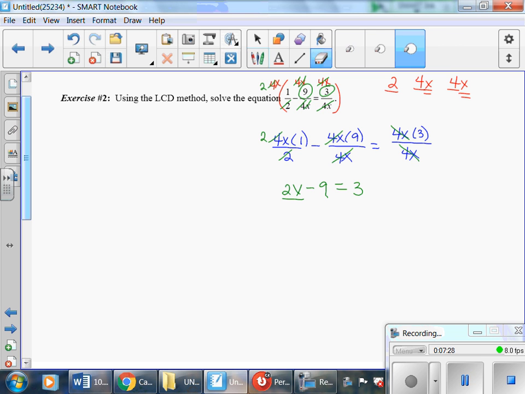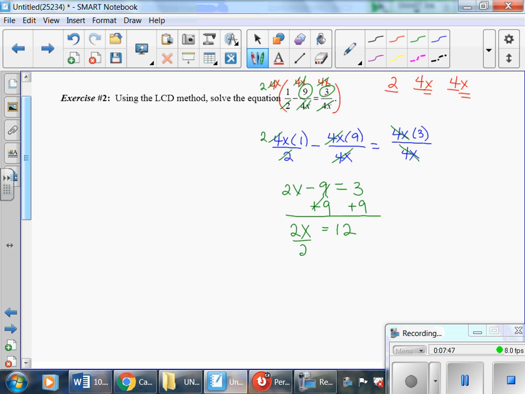So let me just take this away because I'm not doing anything with that. So this is a linear equation. And how do we solve linear equations? We have to isolate the variable. So we get the variables to the left side, and we get the numbers to the right side. So 2x is equal to 12, divide both sides by 2, and x equals 6.